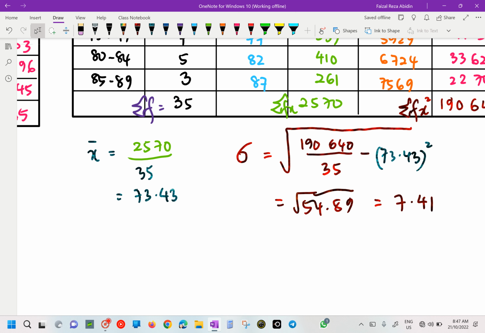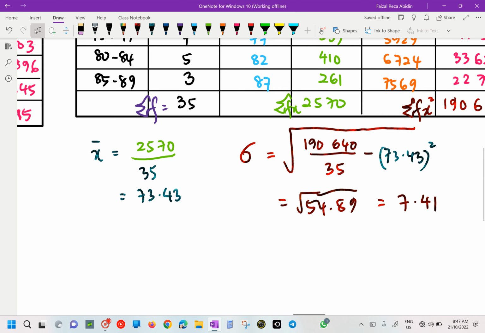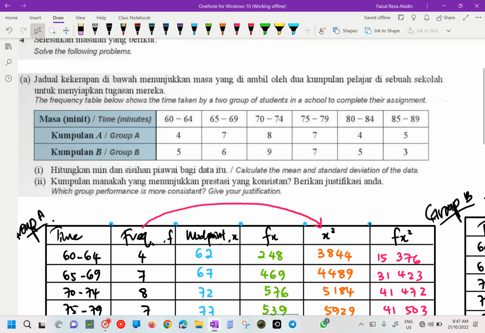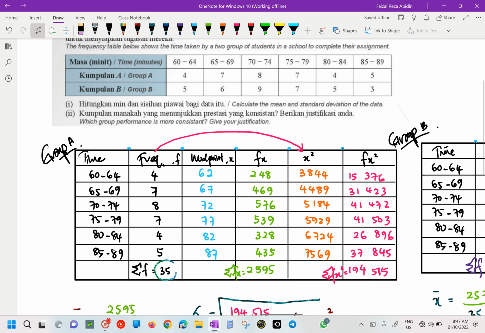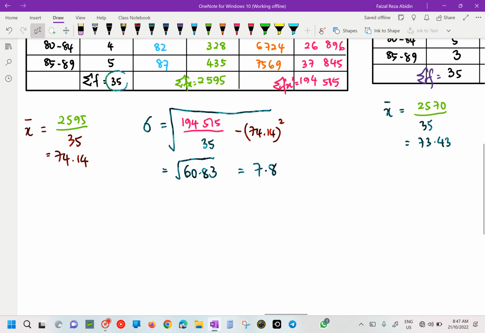Why? Because it finishes faster. It finishes earlier. Okay, so the time is less, right? Because this one is about what? Completing it. What is the question here? Assignment. So we are going to have our group B is more consistent.